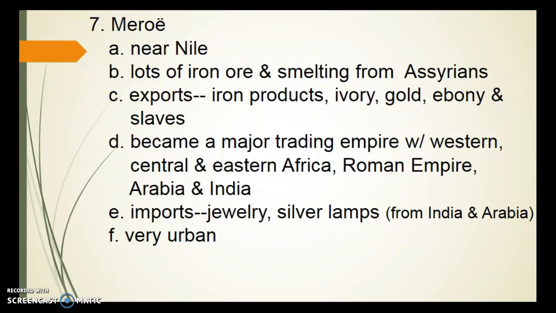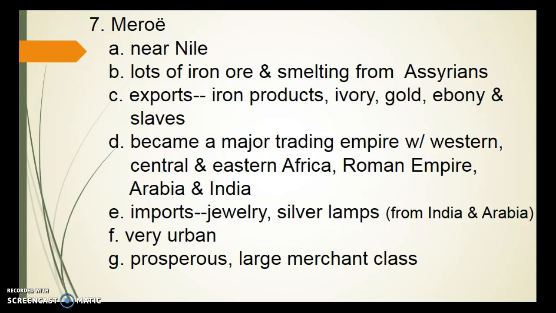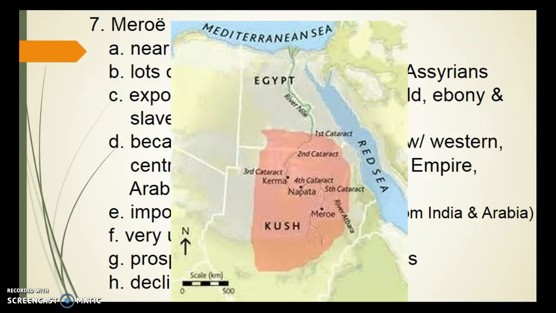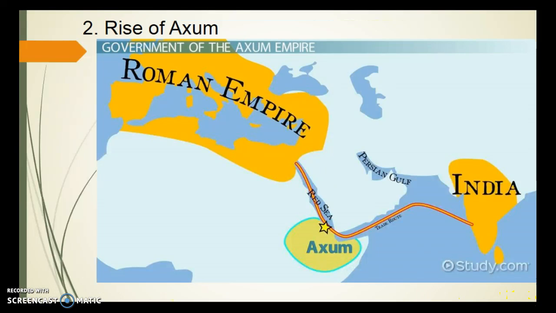Meroë was very urban-like, a very modern city, so it wasn't very rural or farm-like. They had a large, prosperous merchant class because of trading, and the Kush declined because of a new group of people, the Aksum. So Meroë, you can see, is located right along the Nile River, south of the 5 cataracts or rapids along the Nile River.